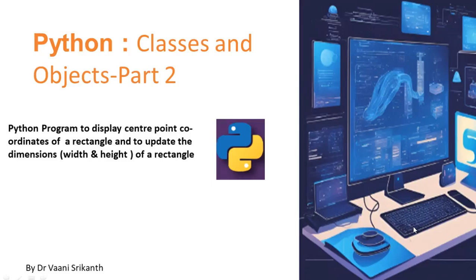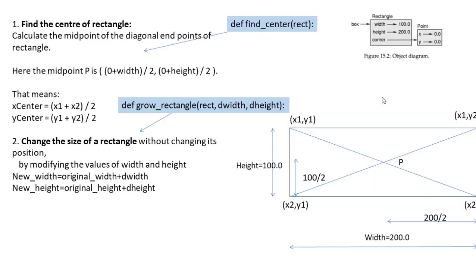Welcome to the session. Today we will see how to create a Python program to display the center point coordinates of a rectangle, and we will also be updating the dimensions of the rectangle, that is the width and the height. So let's first understand the logic of the program.